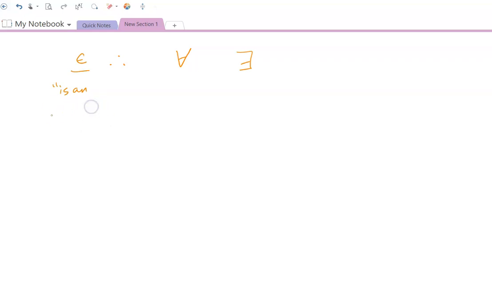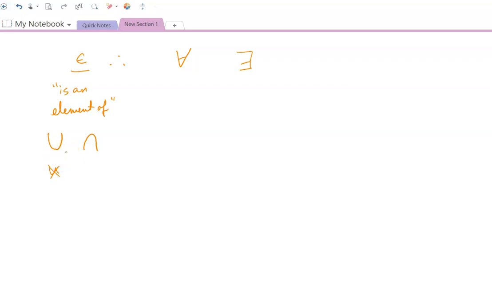Let me rewrite that. Okay, or is in the set of, all right? So you're probably familiar with this. Okay, this symbol means union. This one means intersection. Note that this is not the letter U. It does not have a tail.